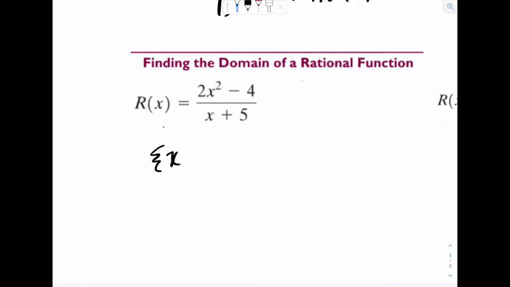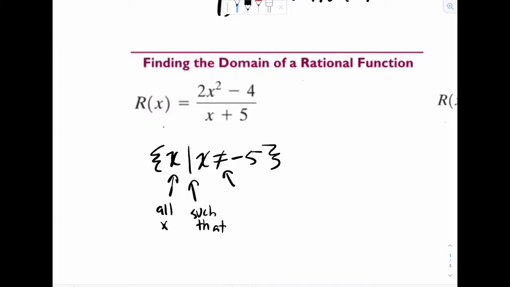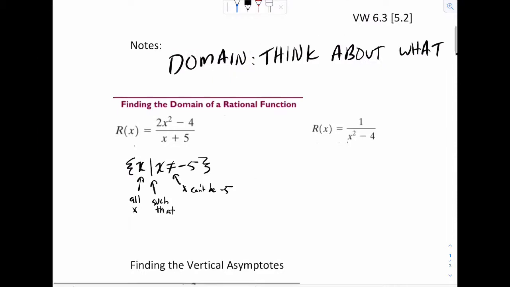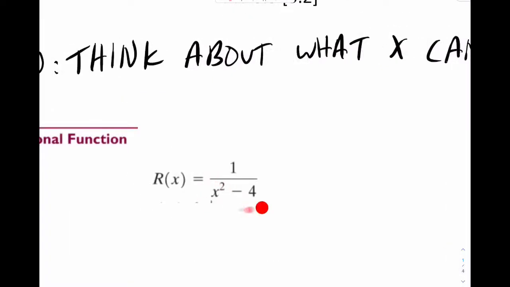So we're going to use set notation for this. X such that x cannot be -5. And remember this notation, this simply means all x such that x can't be -5. For this problem, I'm going to look on the bottom, and I can see that x can be everything except for 2 and -2, so that's what we're going to write. X such that x cannot be plus or minus 2.